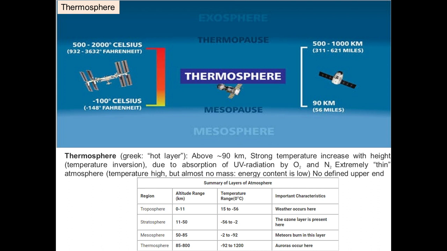When you come to the temperature variations, in the troposphere the temperature decreases up to minus 56 degrees Celsius. Then the temperature increases further, due to the presence of the ozone layer, up to minus 2 degrees Celsius. Then in the mesosphere it again decreases with increase in altitude, up to minus 92 degrees Celsius. In the last sphere, the thermosphere, the temperature increases up to 1200 degrees Celsius.